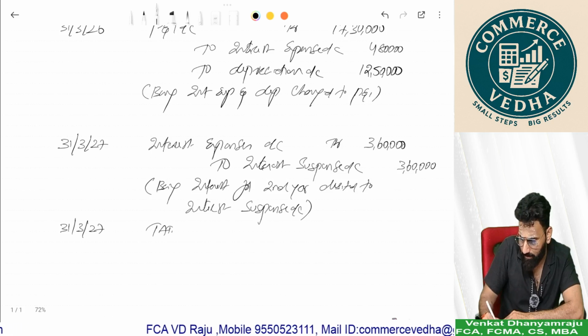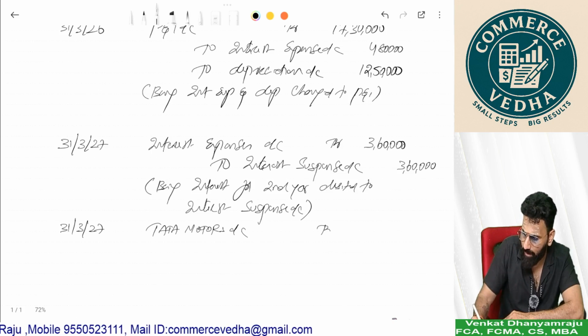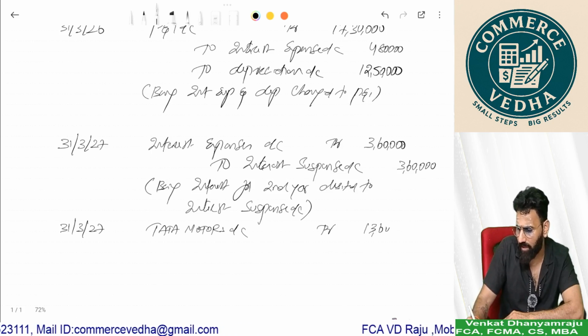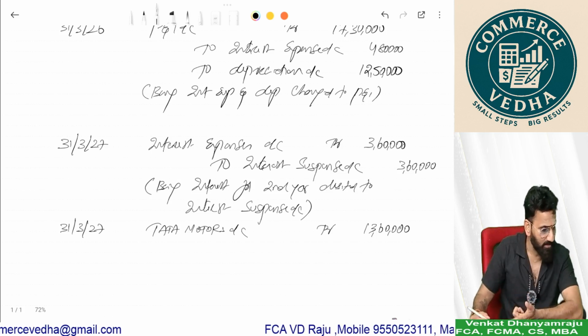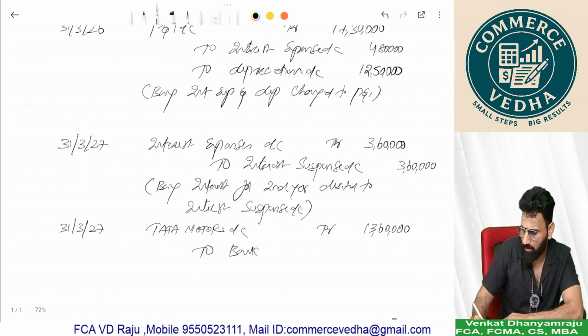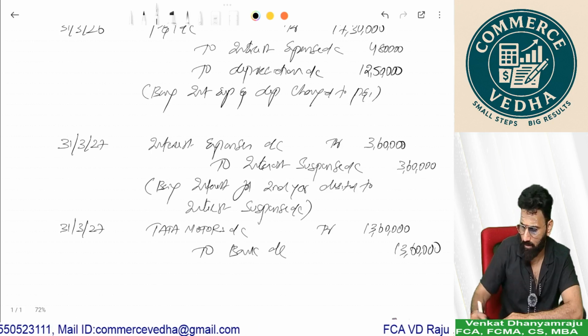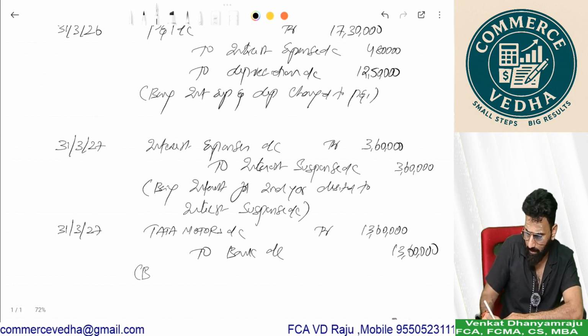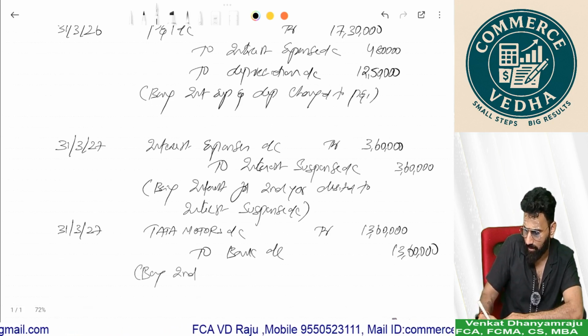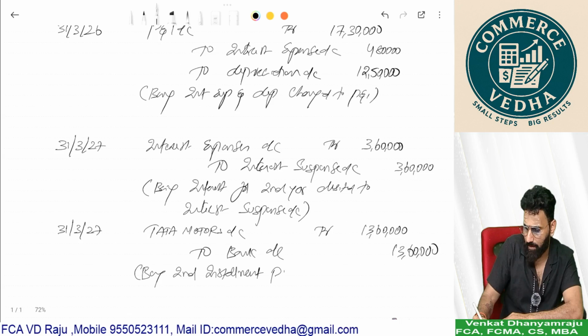Now immediately what I'll do, same date, Tata Motors account debit 1360, 10 lakhs plus 360, to bank 1360, being second installment paid.